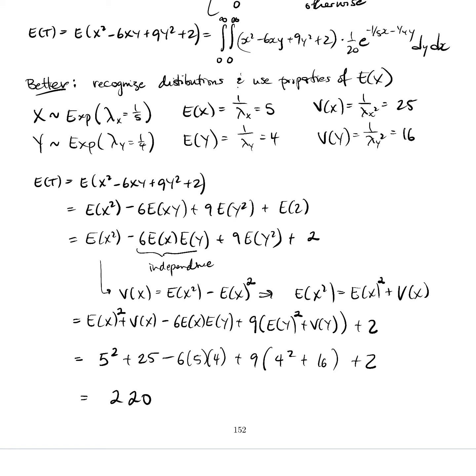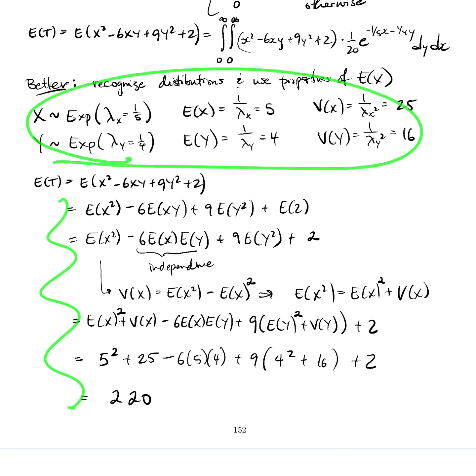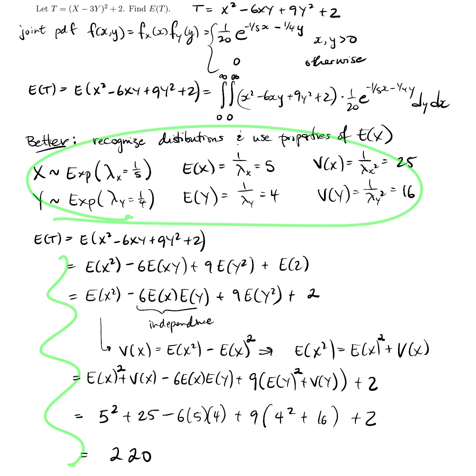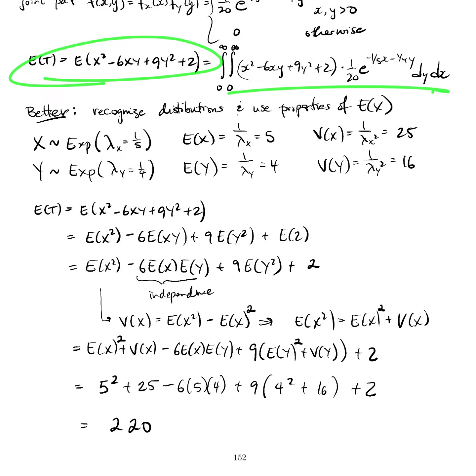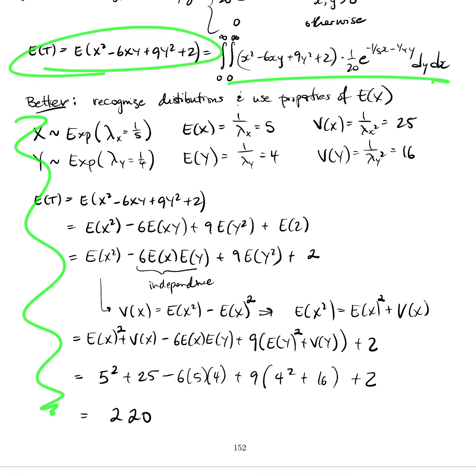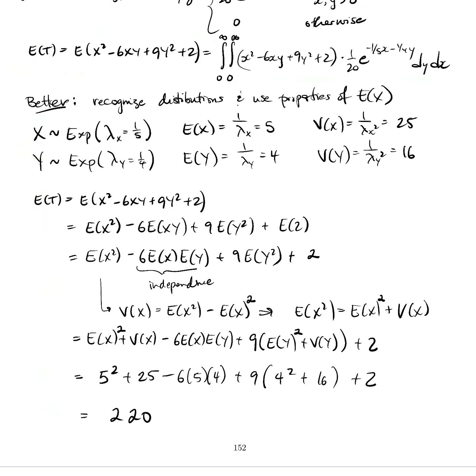220. So using the properties of the expected value and some prior knowledge about known distributions, which we had to recognize, is a lot easier of a solution than trying to crunch through this big old nasty integral, which, while true, that certainly is the joint density function, that is the valid expression for it, but this, I think, is the much more efficient way of solving this problem.